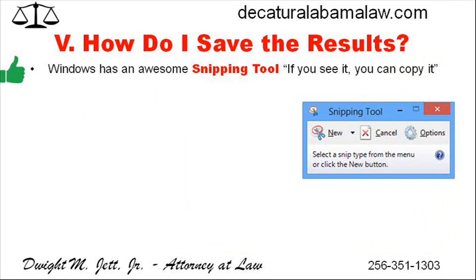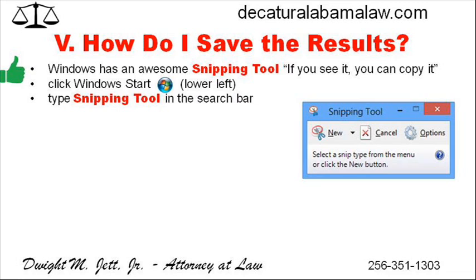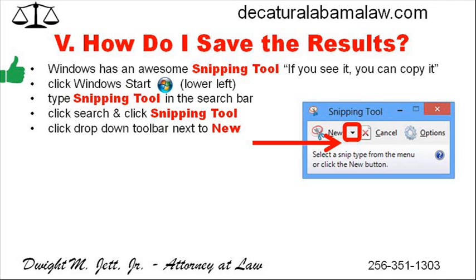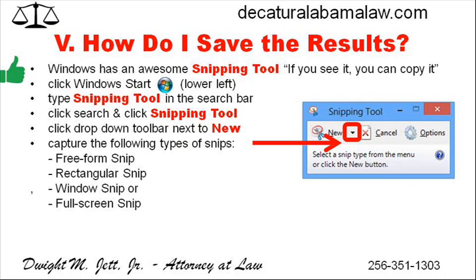How do I save the results? Windows has an awesome snipping tool. Basically, if you see something on a computer screen, you can copy it. Click the Windows Start button, type Snipping Tool in the search bar, click Search, click Snipping Tool, click the drop-down toolbar next to the word New in the Snipping toolbar. You can snip 4 different types of snips: freeform, rectangular, window, and full screen.